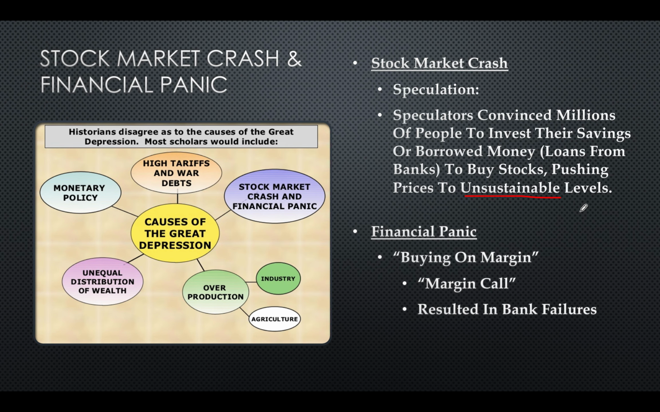Remember, a stock is a partial ownership of a company. So people see the stock market going up and up and up, and they all want to get in on this, because the higher it goes, the more money we make, right? So people start putting their savings into stocks, and they're also getting loans from banks. This is going to be a big thing right here: loans from banks. They're basically buying stocks with money they don't have, banking on the fact that they're going to make more money in the end.